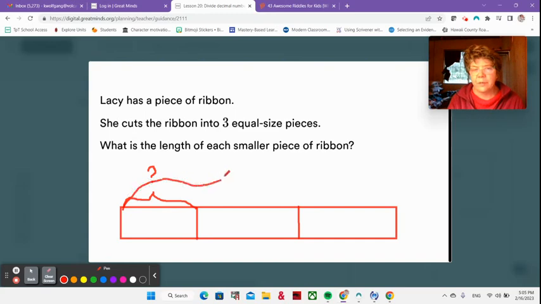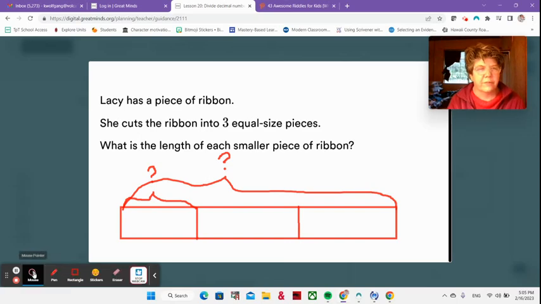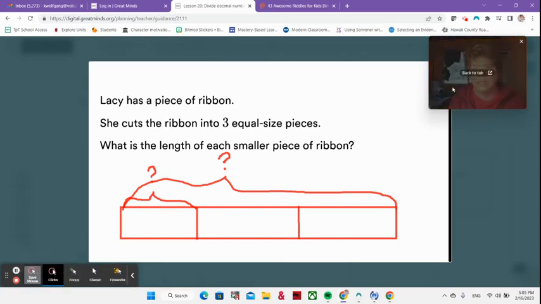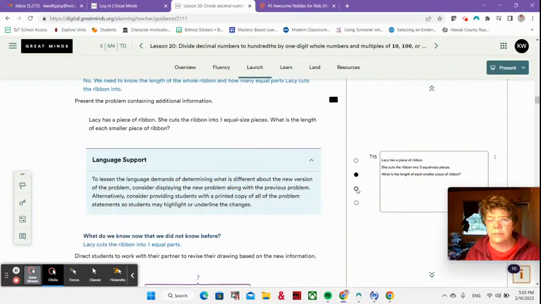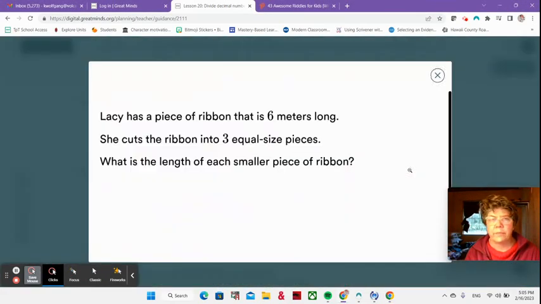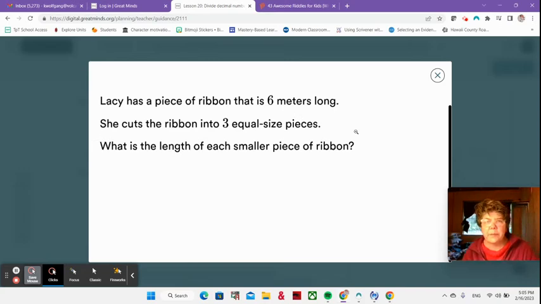But we still don't know the total, right? We still don't know this total amount, so we can't divide it into smaller pieces until we know the total, right? Okay, so we still don't have quite enough information. Let's try another part of the question. Let's try this one. Lacey has a piece of ribbon that is 6 meters long. She cuts the ribbon into 3 equal size pieces. Okay, so let's try that.